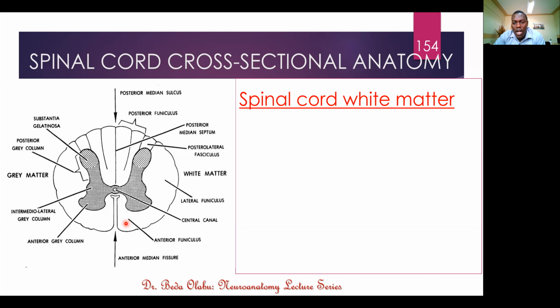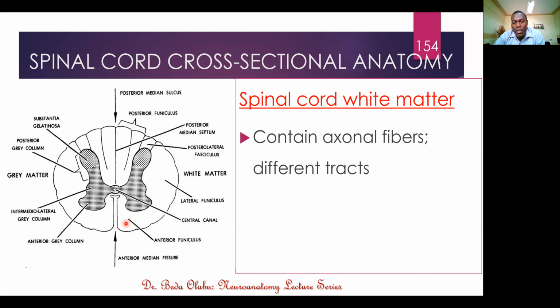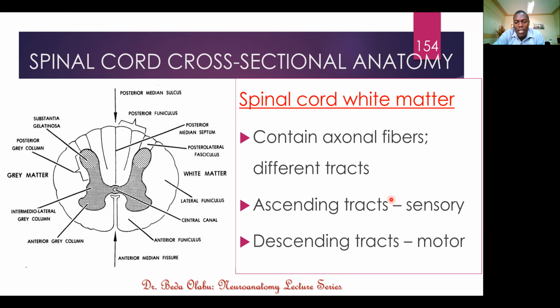The ones which go up are called the ascending tracts. The ascending tracts have a sensory function. The ones which go down are called descending tracts. The descending tracts have motor functions. They go down, they're efferents. The ones which go up are afferents, they are sensory.